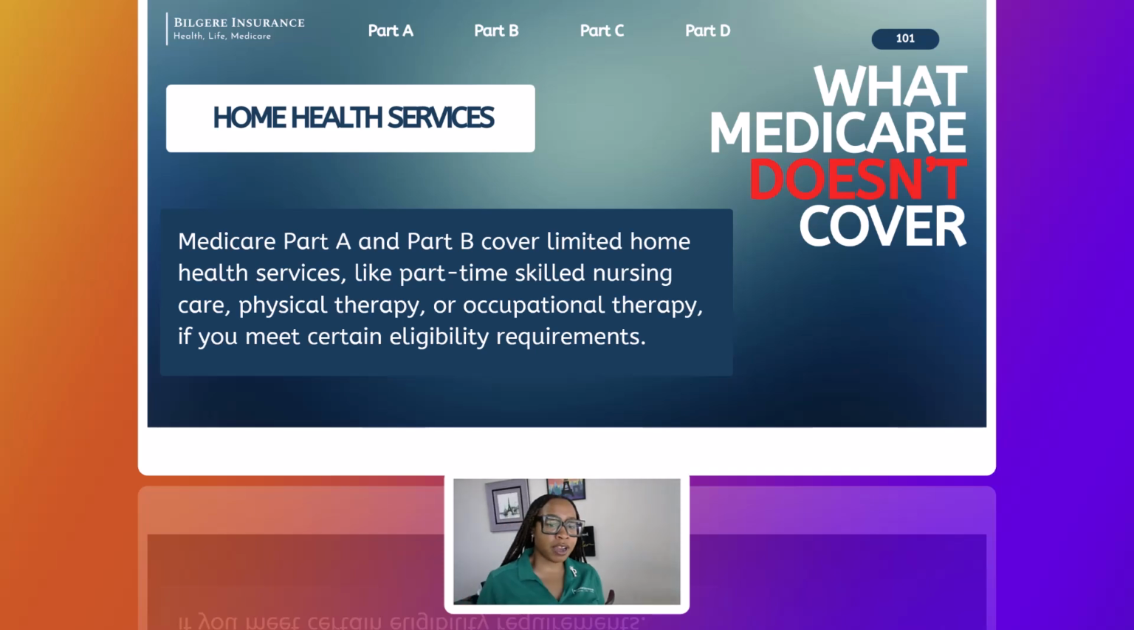So Medicare Part A and Part B do cover some limited home health services, like part-time skilled nursing care and physical therapy, things that really help you improve your health. Now, if Medicare or those nurses feel that them coming to do physical therapy or occupational therapy or anything like that is not helping to improve your health, then that is not going to be covered by Medicare.